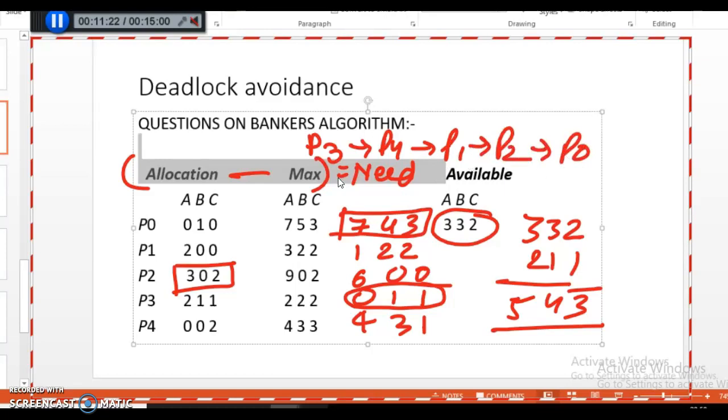So you just find the safe sequence, and the question that can be asked in a university exam is: what is the banker's algorithm, and write down the safe sequence. And in GATE they can ask how many safe sequences we get.